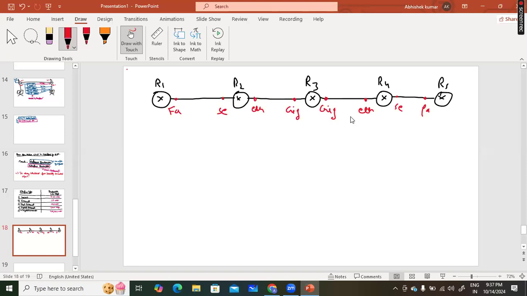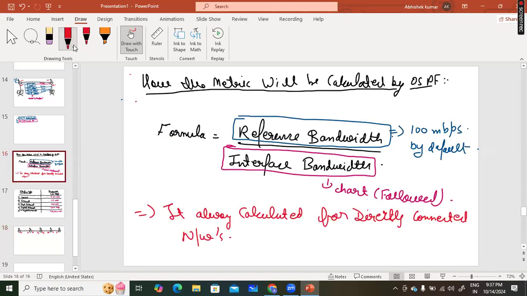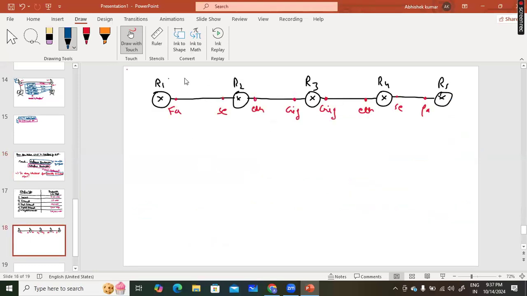See, what I've written here. It always calculates the metric for directly connected. It means the metric would be calculated between R1 and R2, R2 and R3, R3 and R4, R4 and R5, like this. Clear?